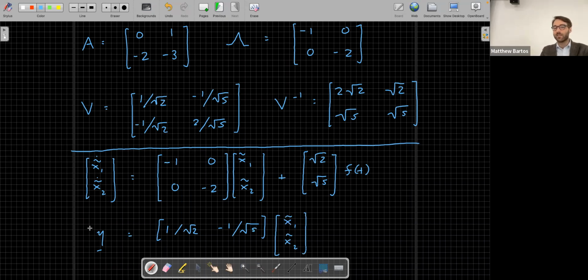And what was this y equal to here? If you go back to our original state space equation, what was our output? Yeah, it'll just be x. It's just the displacement x. Okay, so this is our state space system in modal coordinates.